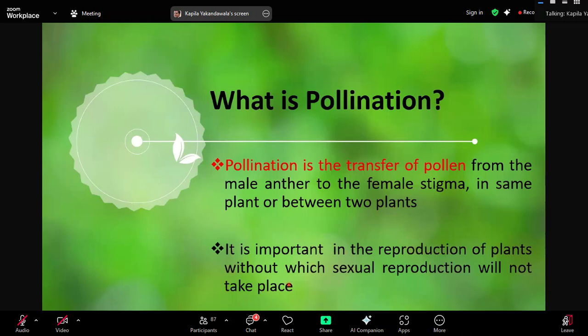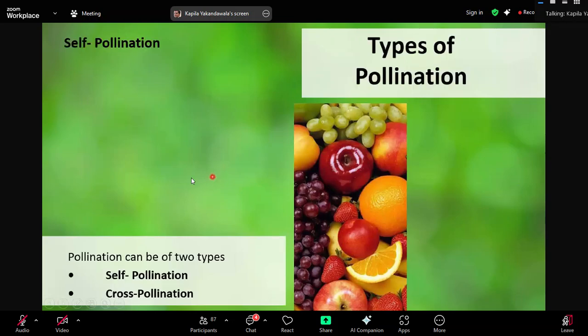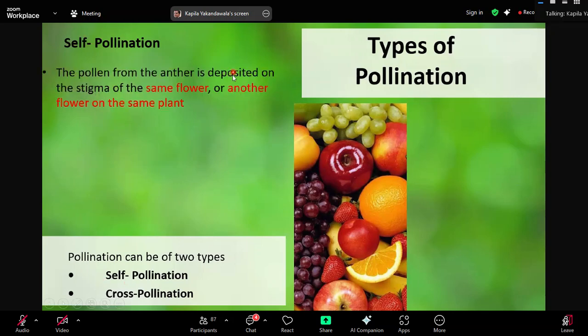So this is important in the sexual reproduction of plants. Pollination can happen in two ways, as you know: self-pollination and cross-pollination. What is self-pollination? The pollen from the anther is deposited on the stigma of the same flower or another flower of the same plant. If pollination happens within the plant, you call it self-pollination.